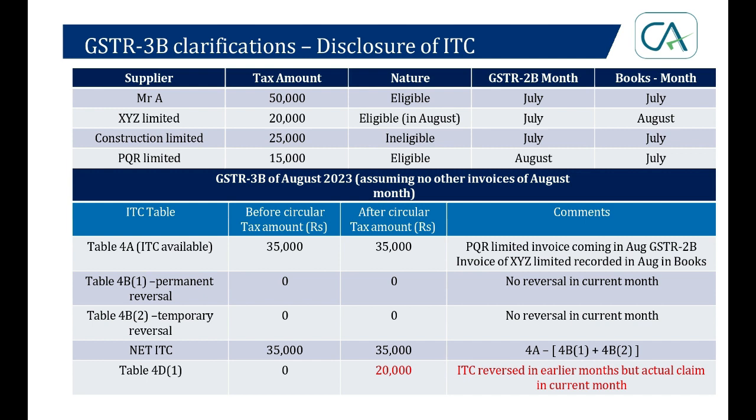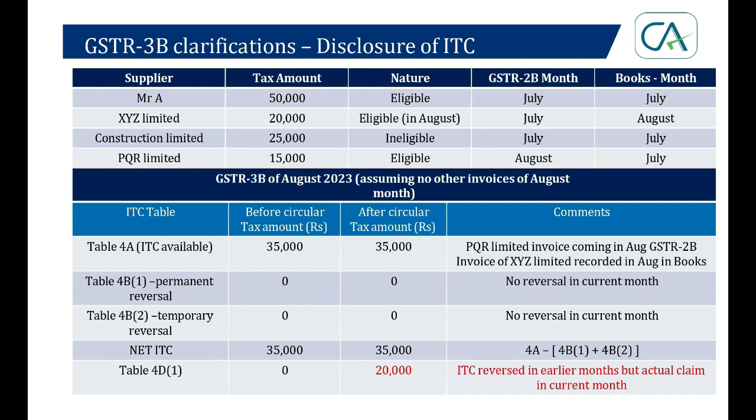Okay, so here we see that 15,000 of PQR Limited is auto-populated and 20,000 is put in by hand. Why? Because we have reversed it in the previous table 4B2. Because now the section 16 subsection 2 clause B condition is being satisfied. But sir, just imagine, one of the most important points of the session: if we do not report this 20,000 rupees which we put by hand in table 4A5 and table 4D1, then it will be a gross mistake.